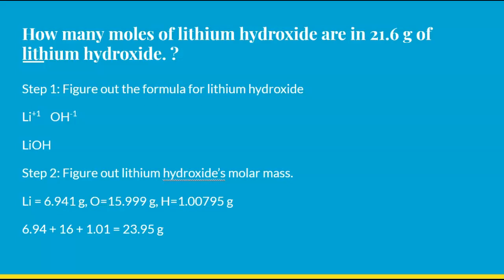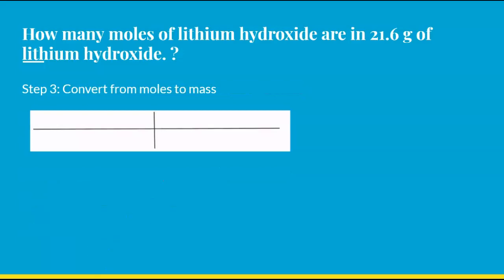Okay. So step 1, I'm going to figure out my formula. I already did this before. I'm going to zoom through this. Step 2, figure out the molar mass. I already did this before. Okay. So I'm not going to explain that again. Step 3, I'm going to set up my chart. What goes in my upper left? What I know, what my problem gives me, which is 21.6 grams. What goes in the upper right? What I want to get to, which is moles.